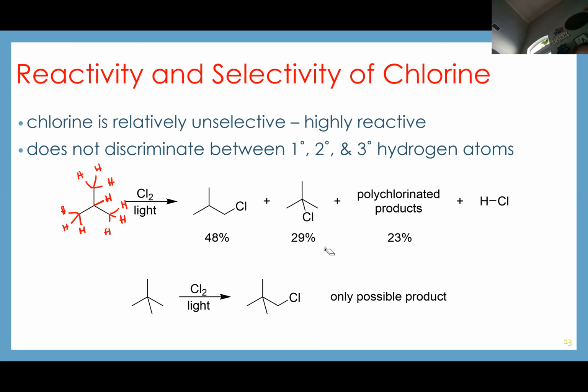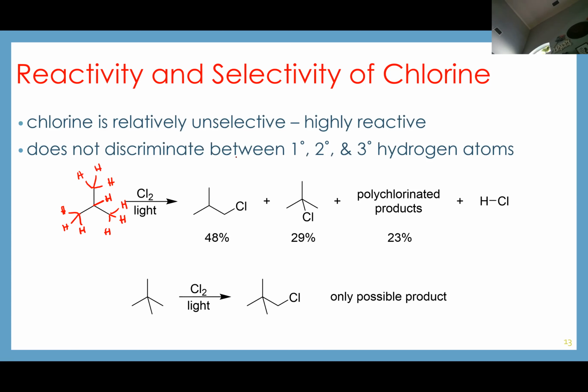You'll also get a whole mix of the polychlorinated products in a reaction like this. There would be very many of them because there are so many different hydrogens. You can polychlorinate here in a bunch of different ways. And you'll get hydrochloric acid.